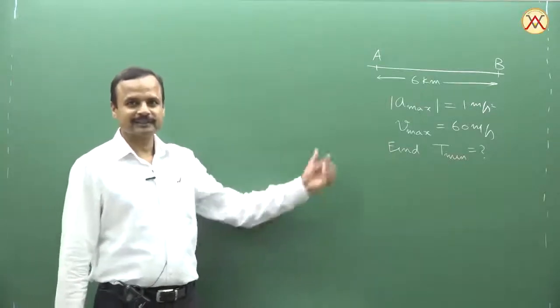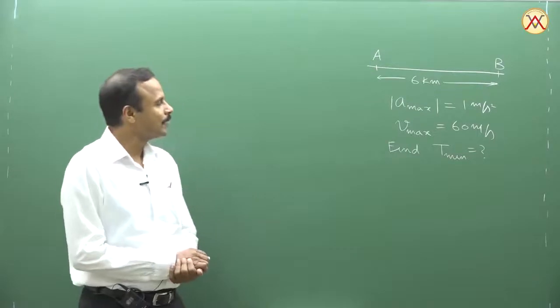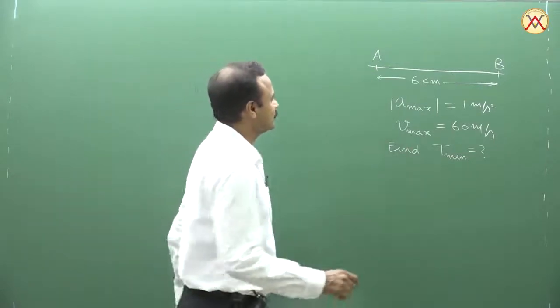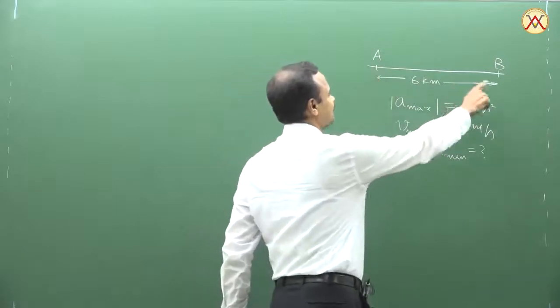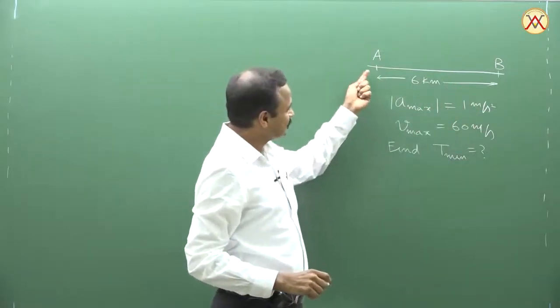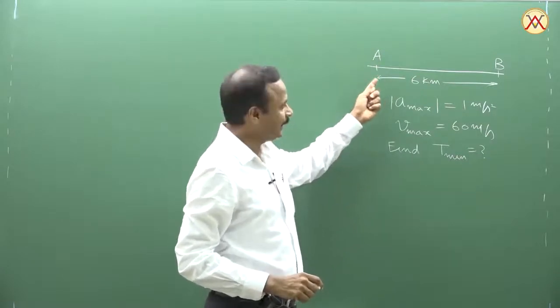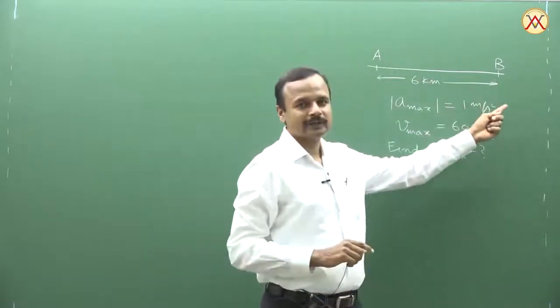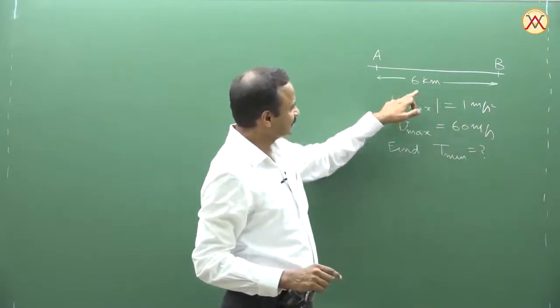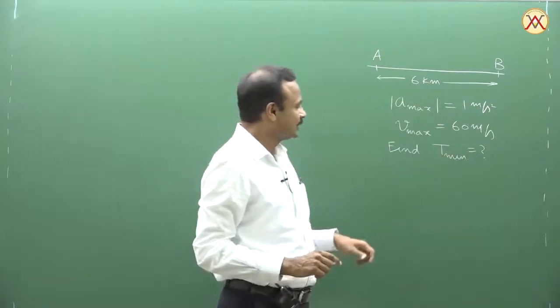Hello students, let's take an example. In this example, train goes from station A to station B. Train starts from station A and it has to stop at station B. Separation between the stations is indicated 6 kilometers.